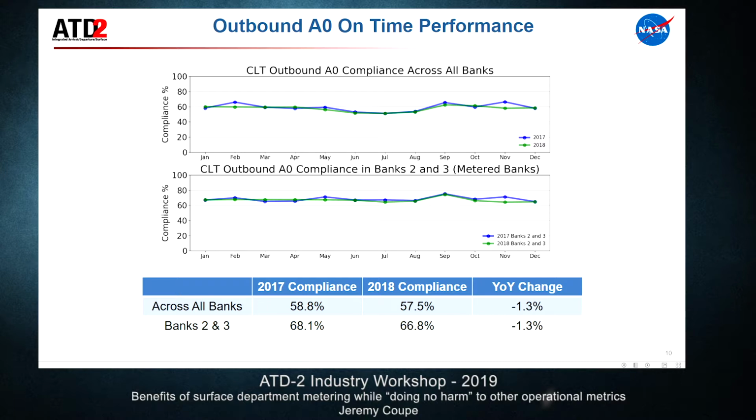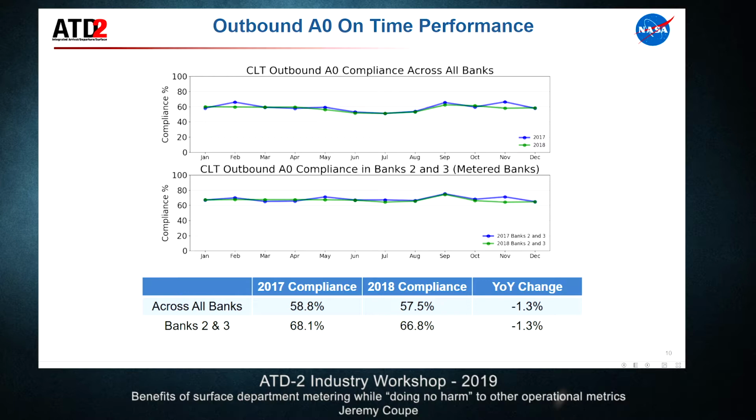So what we did is we said, okay, let us first track this outbound on-time performance. A0, for those that are not familiar, is a metric that tells you if you arrived at your destination by the scheduled time. If you are at your destination at or before the scheduled time, then you're compliant with A0. If you're at your destination later than the scheduled time, then you're non-compliant to A0. So the vertical axis here is the compliance to A0, and the blue, again, is 2017, our unmetered data. The green is 2018, our metered data.